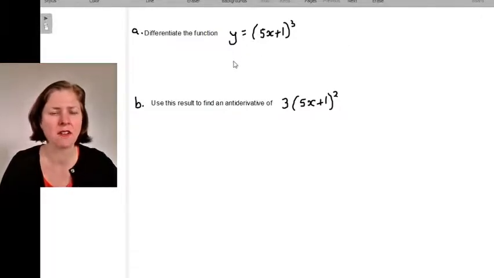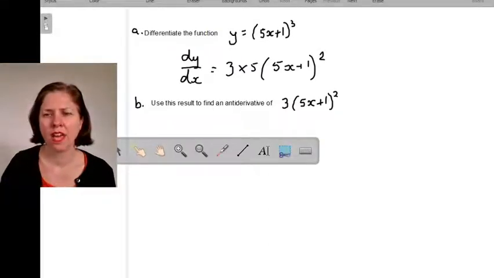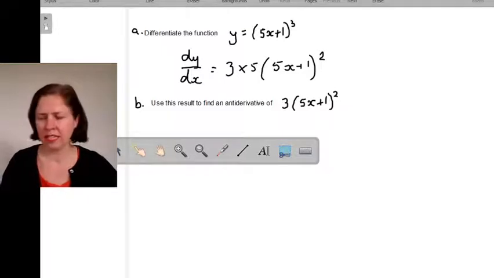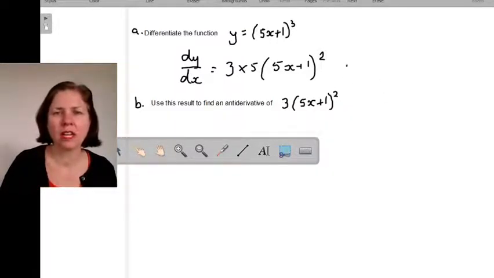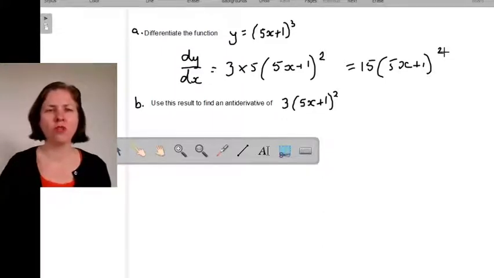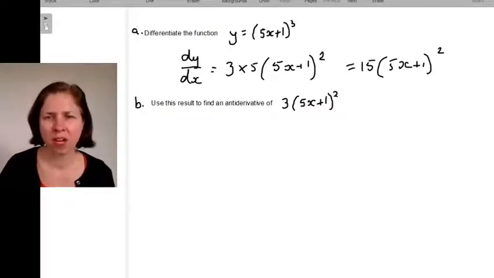So to differentiate, okay, there it is. I've differentiated by, first, multiplying by the power 3, and then because this is a chain rule, I need to multiply by the derivative of the inside function, which is 5, and I get (5x plus 1) squared. So my grand total is going to be 15 times (5x plus 1) squared.